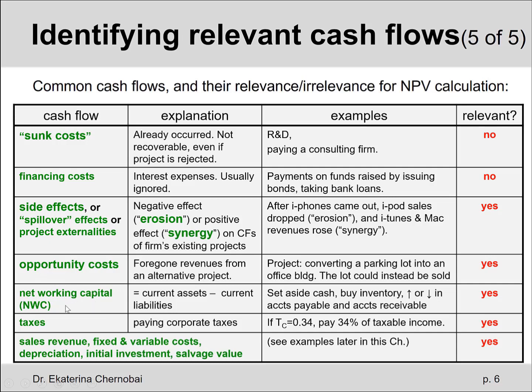Net working capital, NWC, is another type of relevant cash flows. By definition, net working capital equals current assets minus current liabilities. Current assets include things like cash or other more or less small items that can be converted into cash quickly and easily, such as inventory and accounts receivable. Current liabilities include short-term loans. Short-term means needs to be paid back within 1 year. And current liabilities also include accounts payable. So the money that a firm owes to its suppliers, again within maybe a few weeks or a few months.